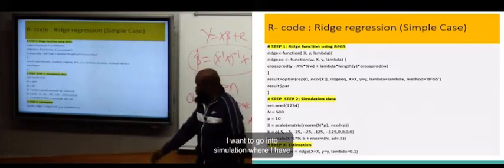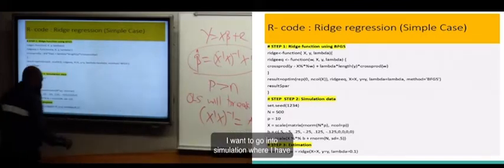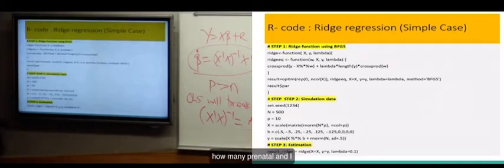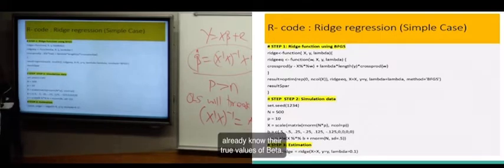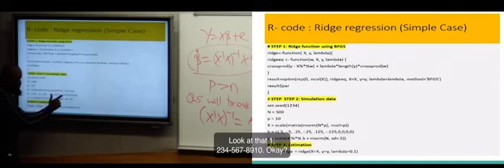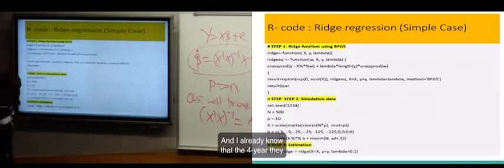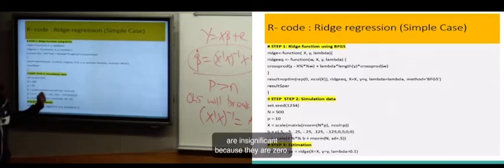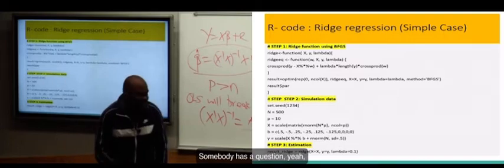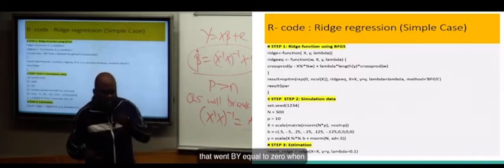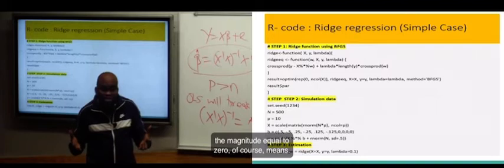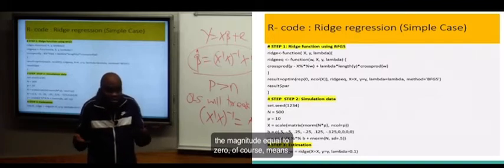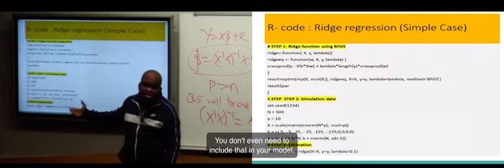I want to go into a simulation where I have how many predictors, and I already know their true values of beta. Look at that: 1, 2, 3, 4, 5, 6, 7, 8, 9, 10. I mean 10. And I already know that four of them are insignificant because their beta is 0. Somebody asked a question the other time in this class: when beta equals 0, when the magnitude equals 0, of course it means you don't even need to include that in the model.